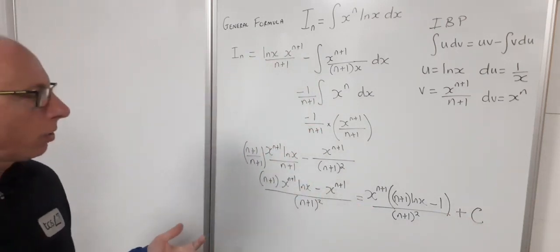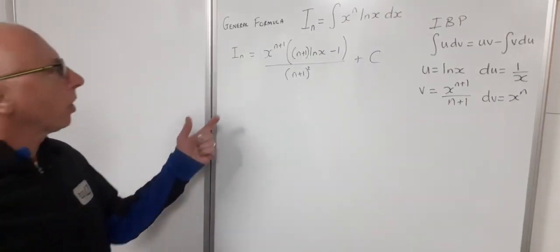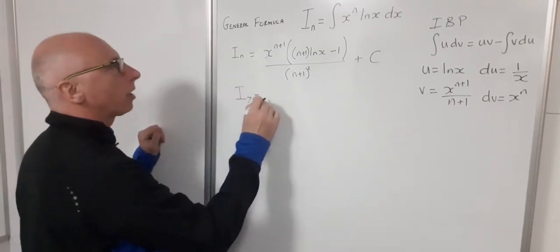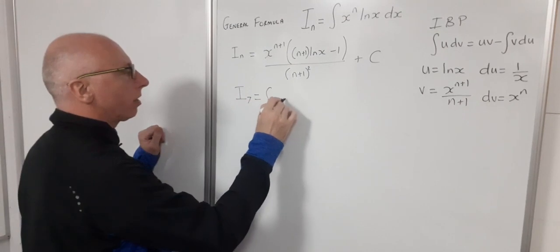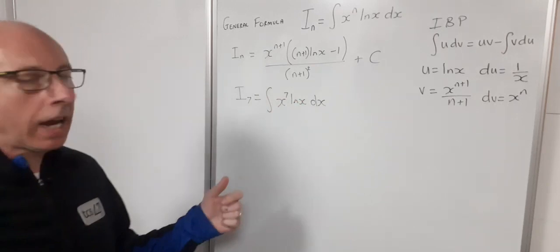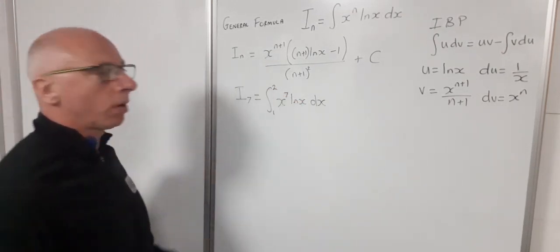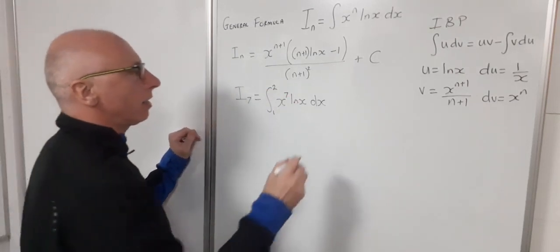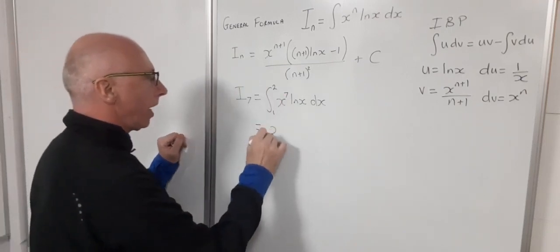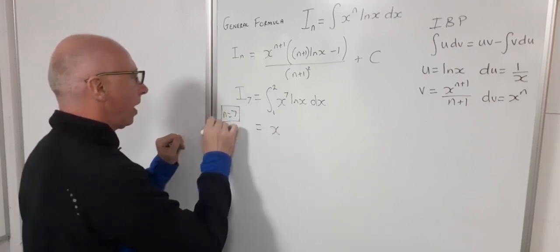So now I'm going to do a specific result for when n equals 7. Okay, so now let's work out when n is 7. So I of 7 equals the integral of x to the power of 7 natural log of x dx. And let's work it out with the range of integration from 1 to 2. So then this will equal x to the n plus 1. So let's just write it here, n equals 7. That's the important value here.